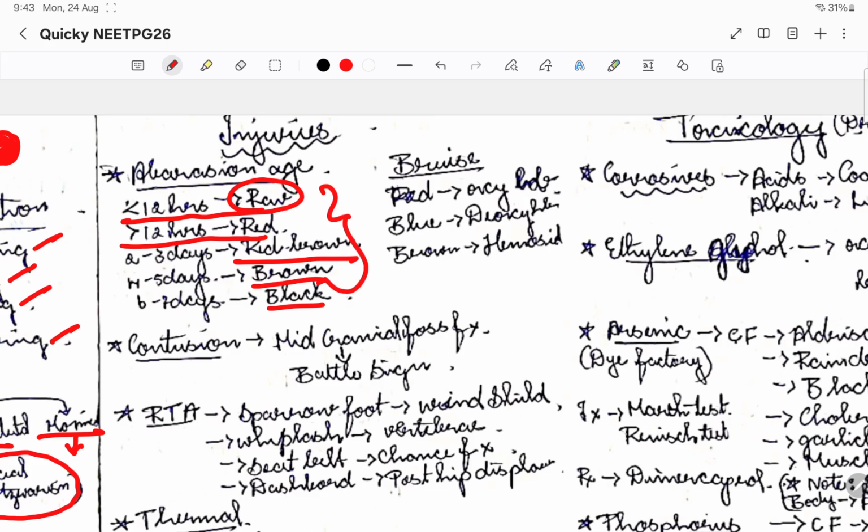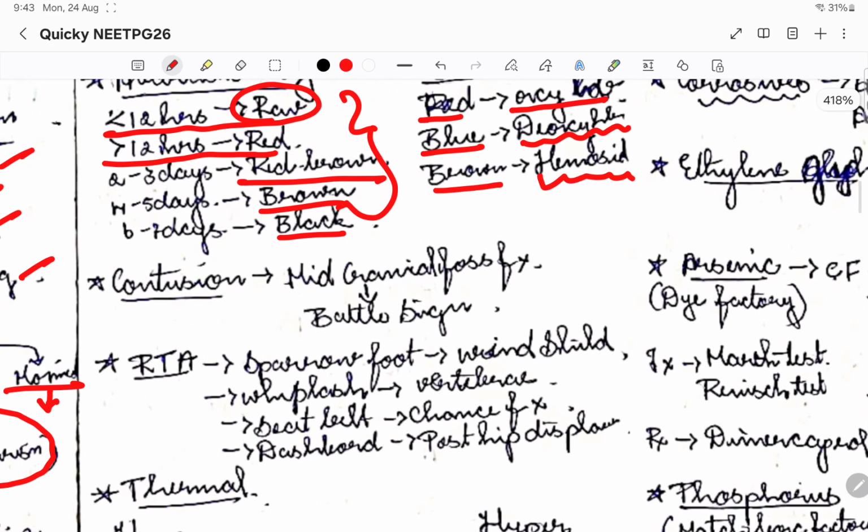Then coming to bruises, to determine what type of blood has been below the skin, if it is red, it is going to be oxyhemoglobin, whereas if it is blue, it is going to be deoxyhemoglobin, okay. Then if it is brown, it is going to be hemosiderin, okay. So this is the thing with respect to bruise and bruise coloring, okay.